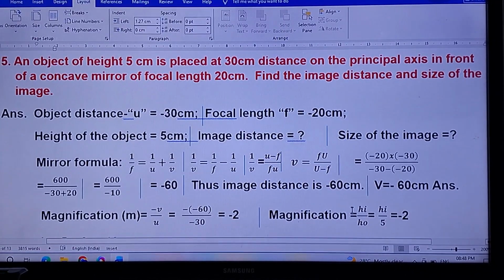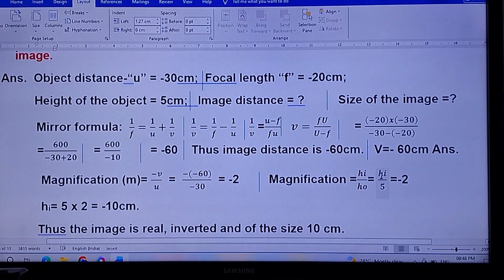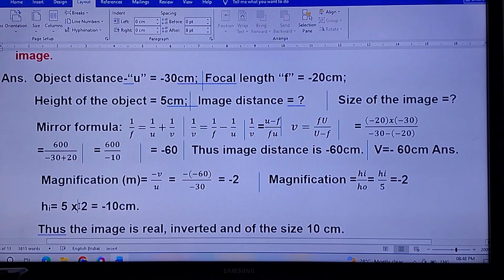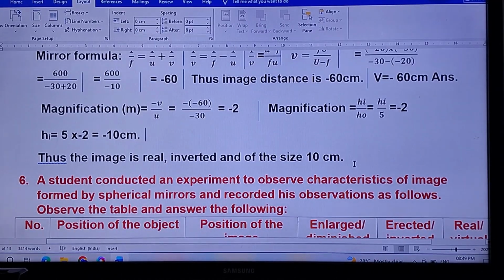So magnification, the other formula, is HI by HO, that is image height over object height. The image height we don't know, but the object height is 5 centimeters, and magnification is equal to minus 2. So what is HI? HI is nothing but 5 into minus 2, children. 5 into minus 2 is nothing but minus 10 centimeters. So the image that is formed is real, inverted and of the size of 10 centimeters. This is the answer for this problem, children.